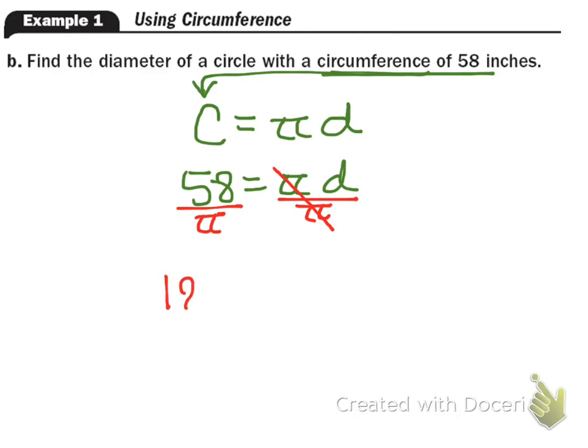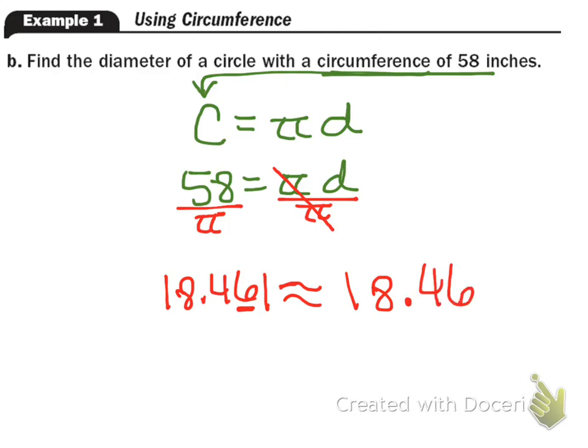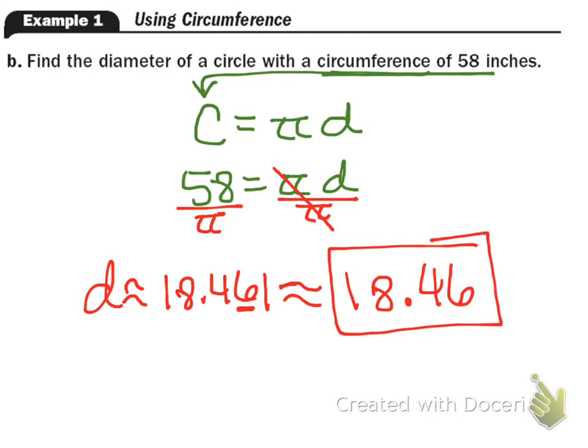It gives you 18.461. Remember, we want to determine, does the 6 stay a 6 or does it round up? We would round this to 18.46. So our diameter is approximately equal to 18.46.